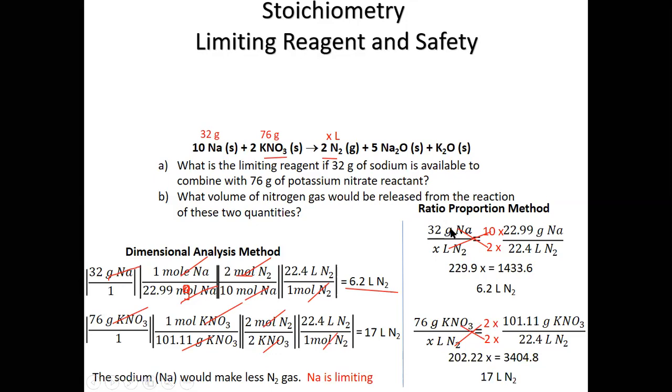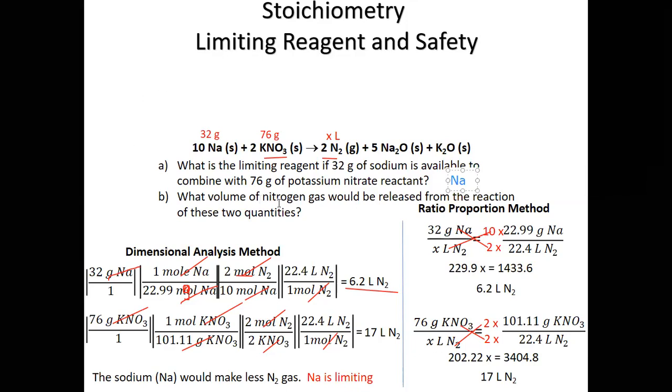Sodium is our limiting reagent. So we kind of have an answer to two questions in this particular example that we listed here. There's a part A and a part B. Part A asks what is limiting. We can type in here, Na is our limiting reagent, because we ran out of Na first because it only makes 6.2 liters. It makes less than what the potassium nitrate would.